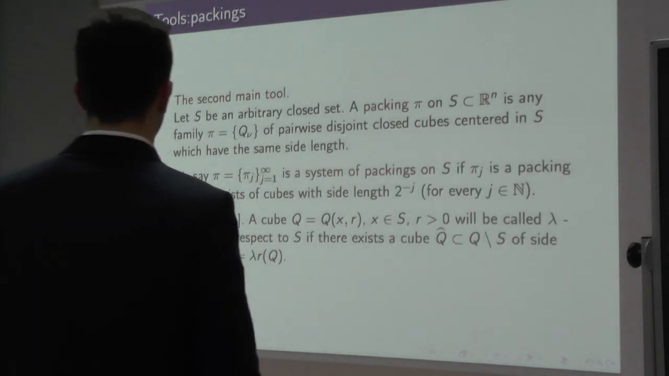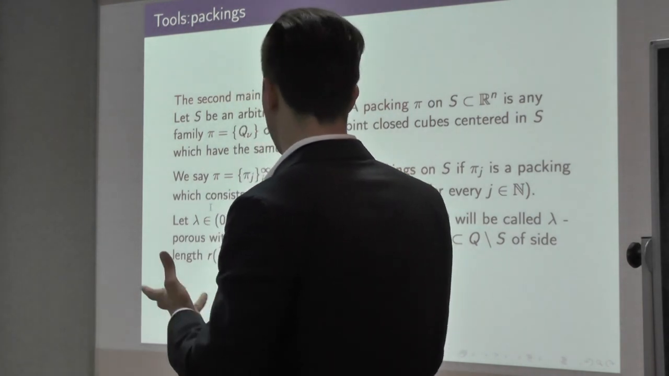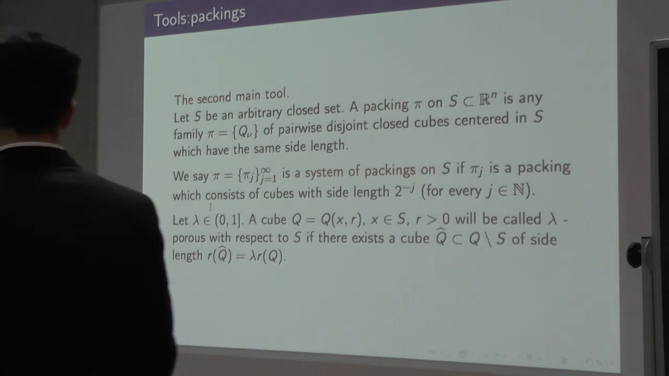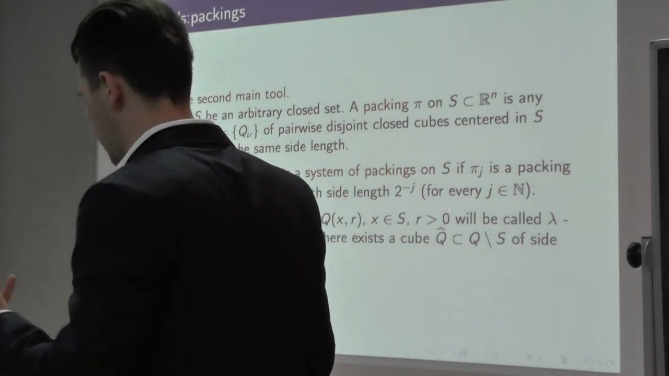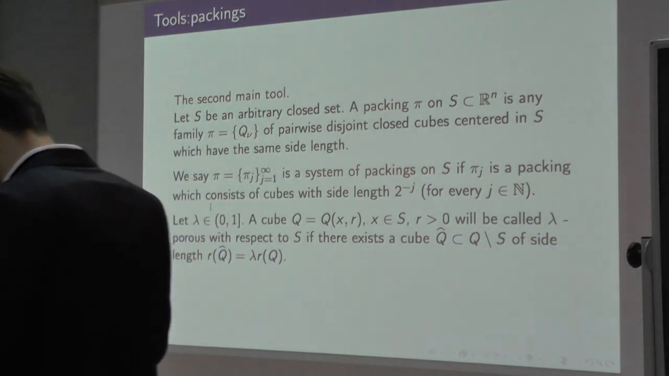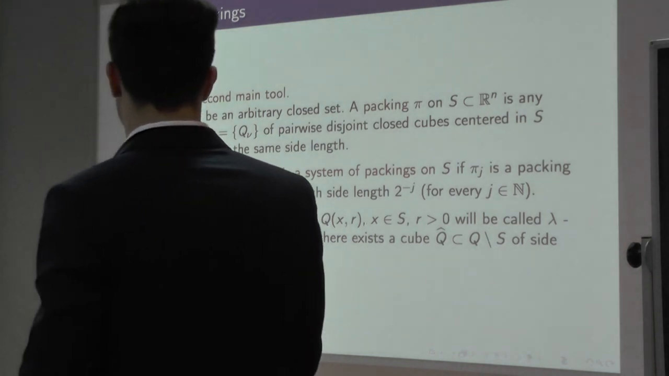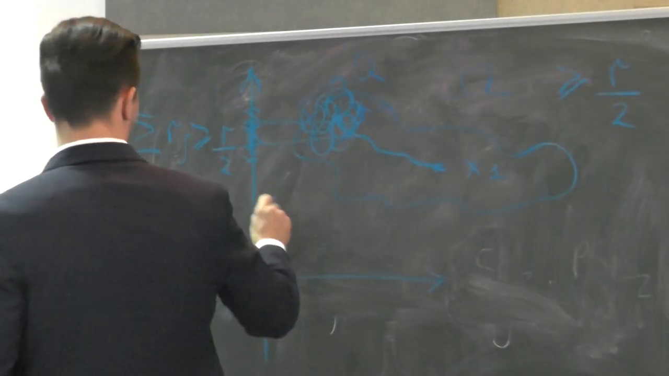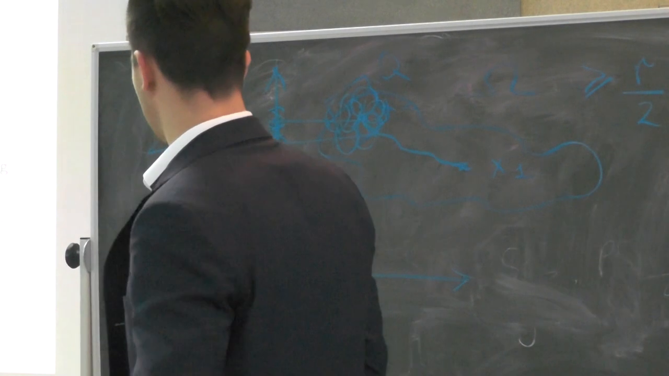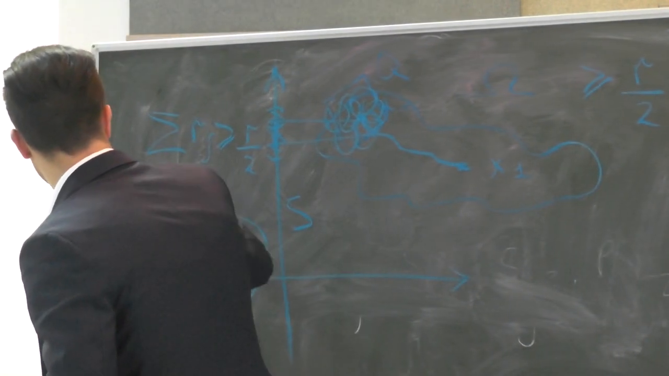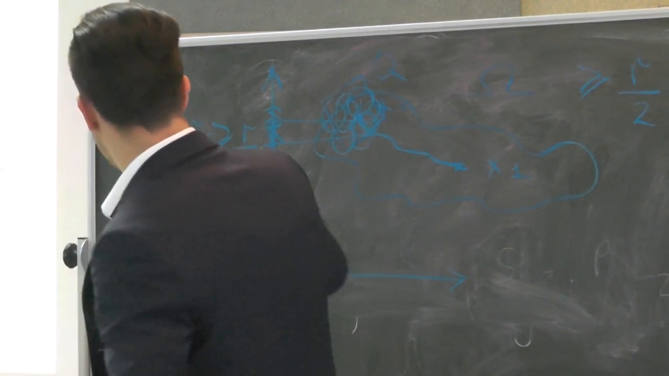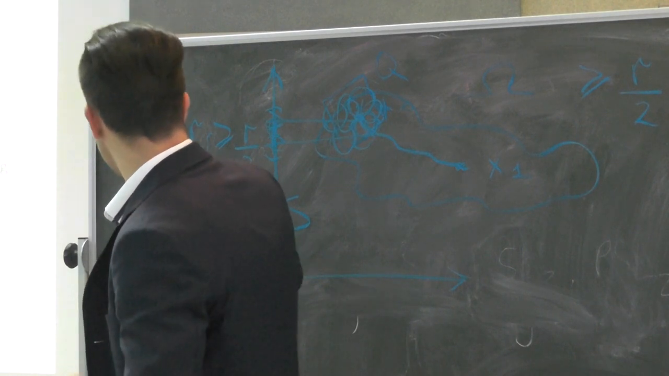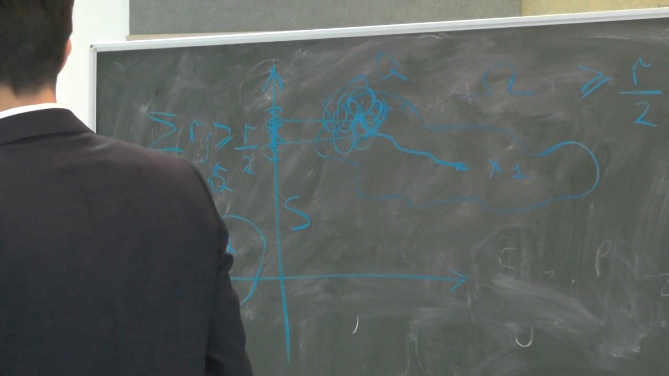The second main tool is packings. If we have an arbitrary closed set, a packing is any family of pairwise disjoint closed cubes with equal side lengths. And we say that Pi is a system of packings if for every j, Pi_j is a packing which consists of cubes with side length 2 to the power minus j. And finally, we need to consider porous cubes. What is it? If we have, for example, a set S and a cube Q, we say that this cube is lambda-porous if we have a cube Q hat which lies in Q minus S, and the side length of this cube Q hat is comparable with the side length of Q.